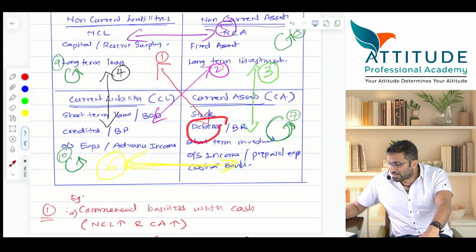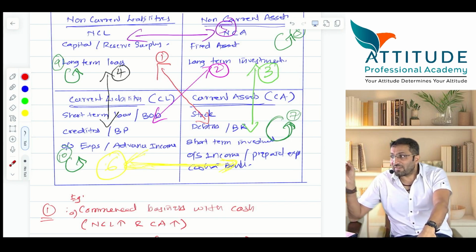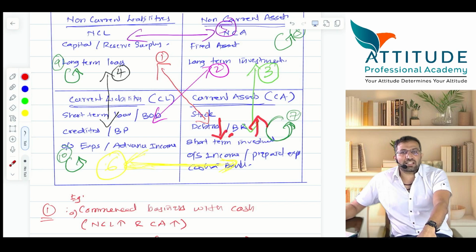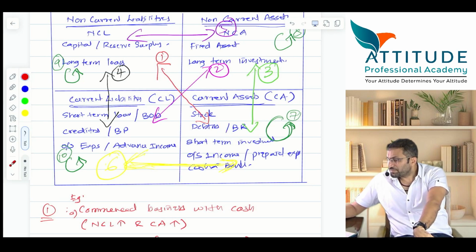Then debtors getting converted into bills receivable. Bills of exchange, have you not seen? Tell me the entry. You sold the goods to Ravan. You said Ravan account debit to sales. Then you draw a bill on Ravan. Ravan signs it and gives it back. Bills receivable account debit to Ravan. That means bills receivable is increasing. Debtors are reducing. Bills receivable accepted. Yes or no? Clear? Anything else?